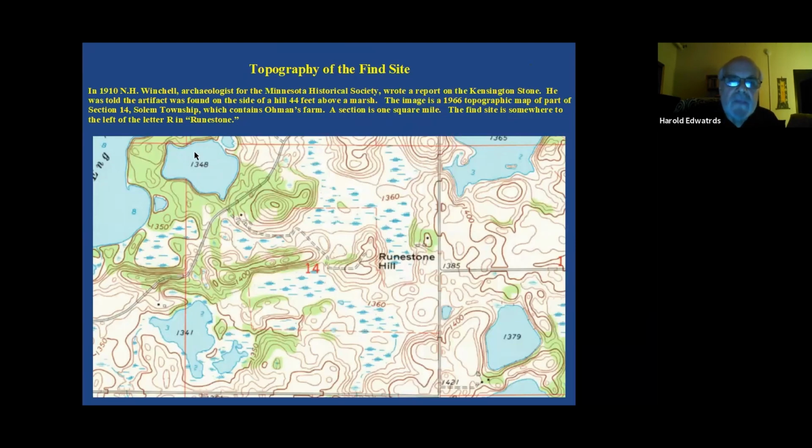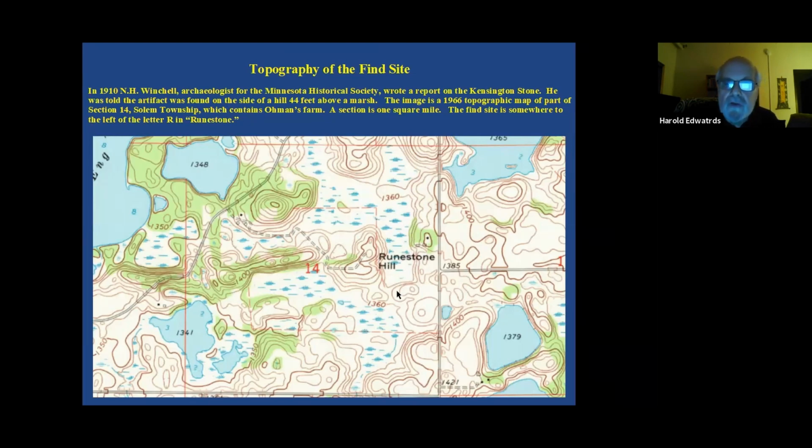This is a topographic map of Ullman's farm. And so this is the road that runs past it. This is Ullman's farmhouse, and it's now a park, of course. And so this is the turnaround of the park. And the discovery site is right about here, because Winchell reported that it's being 40 feet above the marsh.